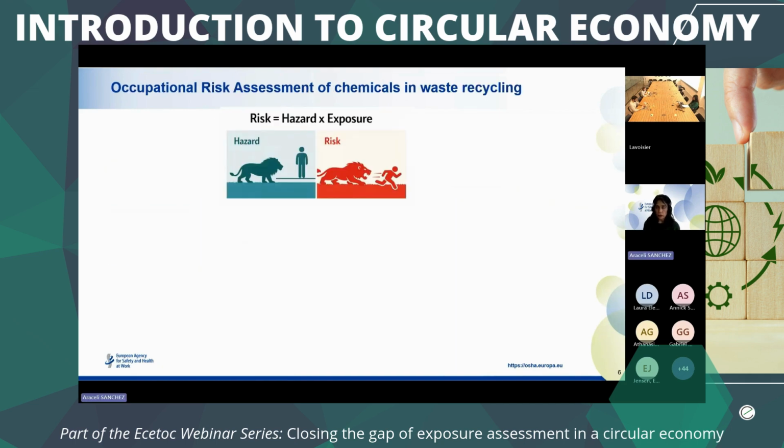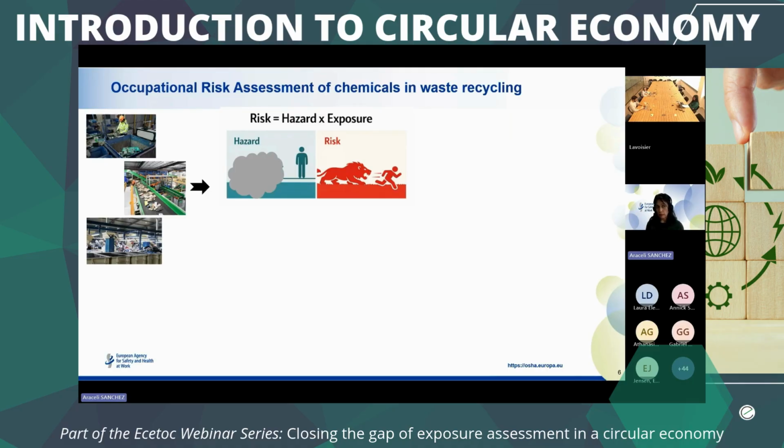Okay, so I'm going to move now more to the technical aspects of the risk assessment. I'm going to focus only on the risk assessment of chemicals. What you see here is the classical image to illustrate how the risk is estimated in this context, which is a combination of the hazard and the exposure. What happens in waste recycling is that we don't see the lion.